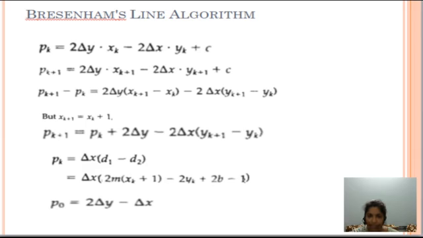pk is equal to delta x into (d1 minus d2). So we are substituting the value of d1 minus d2 here. When you solve this, you will get p0 is equal to 2 delta y minus delta x.